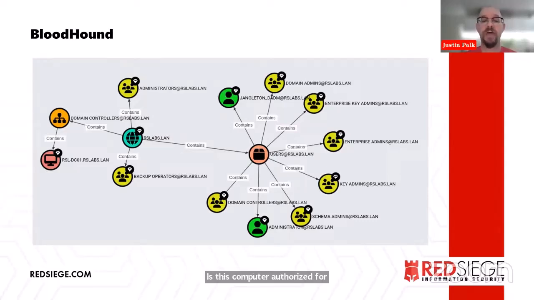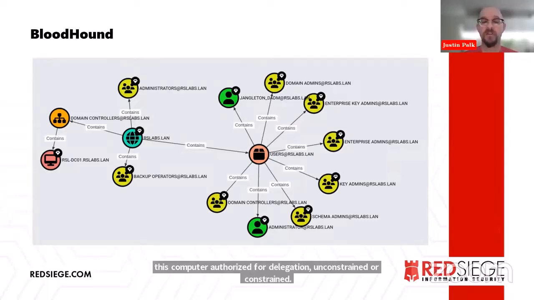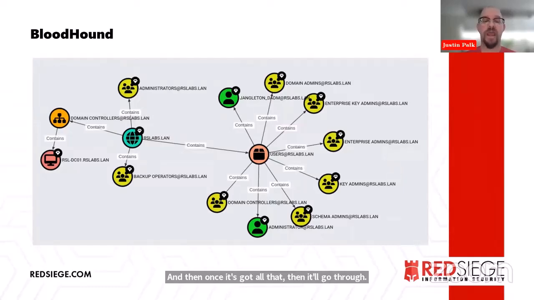And then once it's got all that, it'll basically build a giant graph of all these objects and how they are interrelated. And it'll tell you that, okay, this group has all these people in it, and this group has these permissions over these computers over here, and one of these computers is enabled for unconstrained delegation.